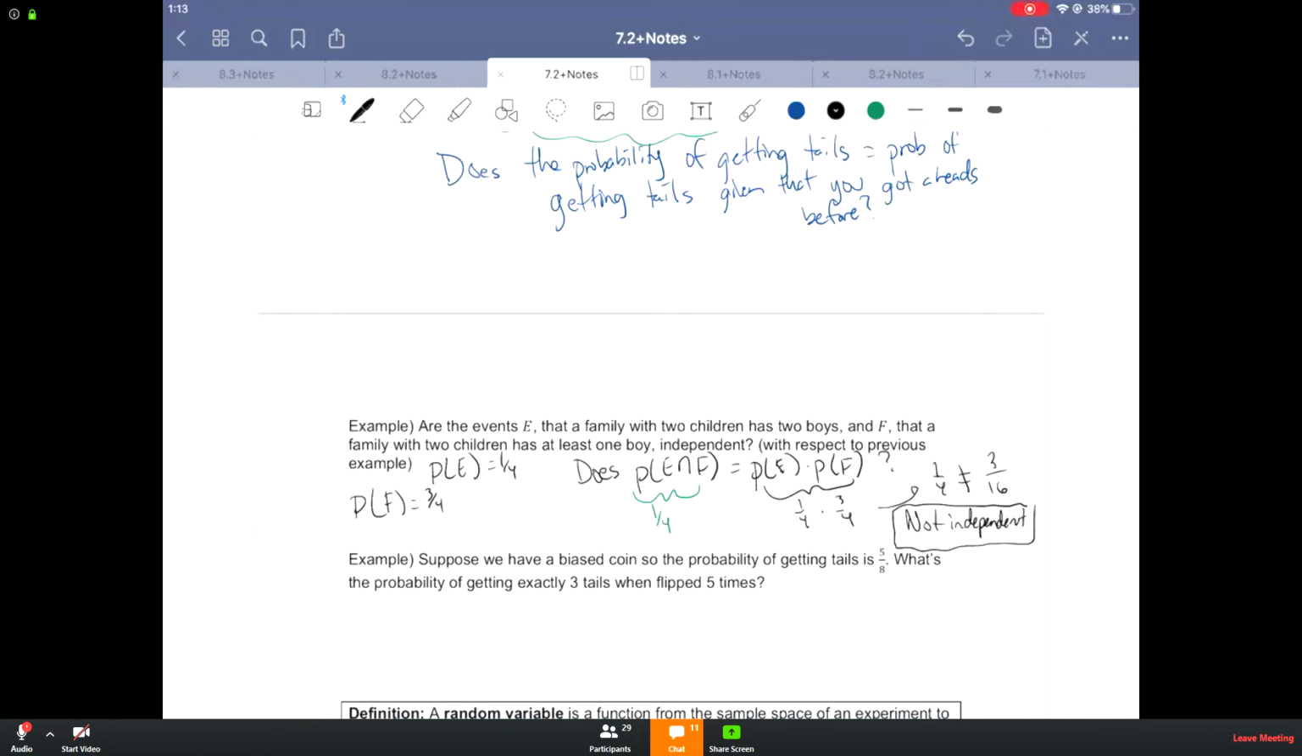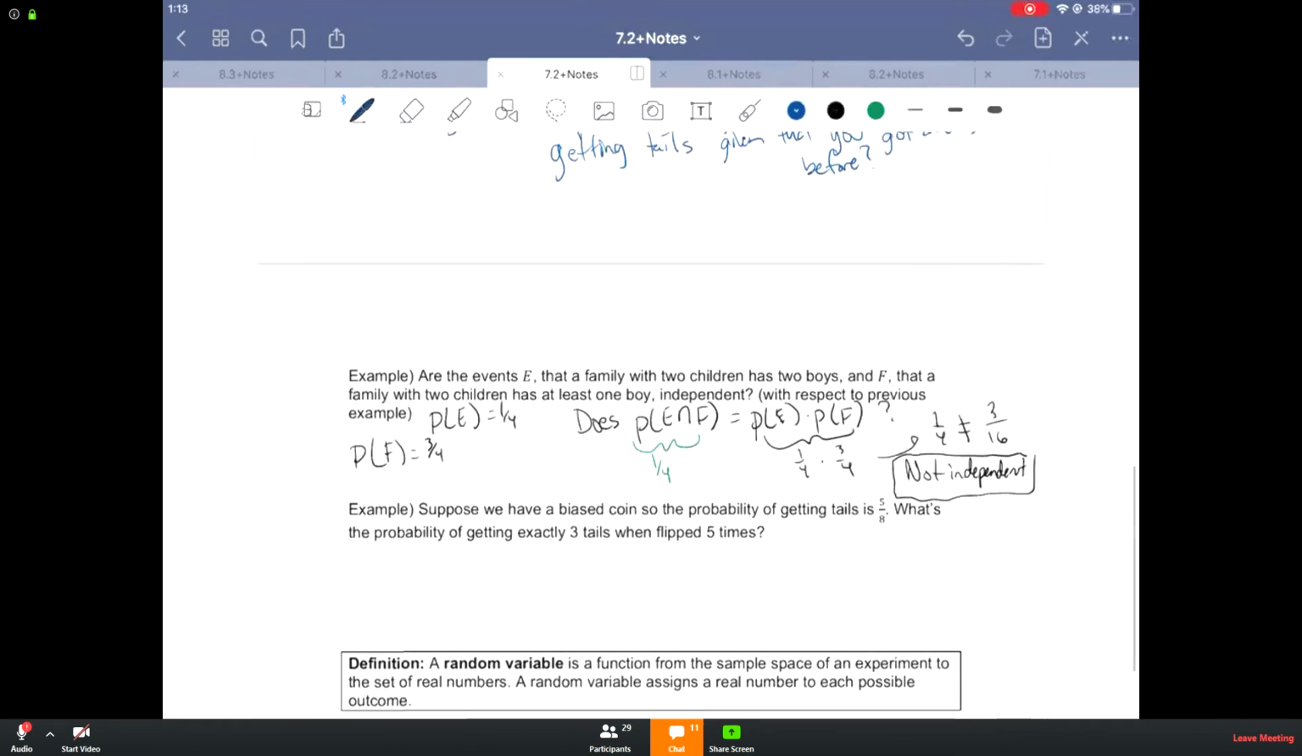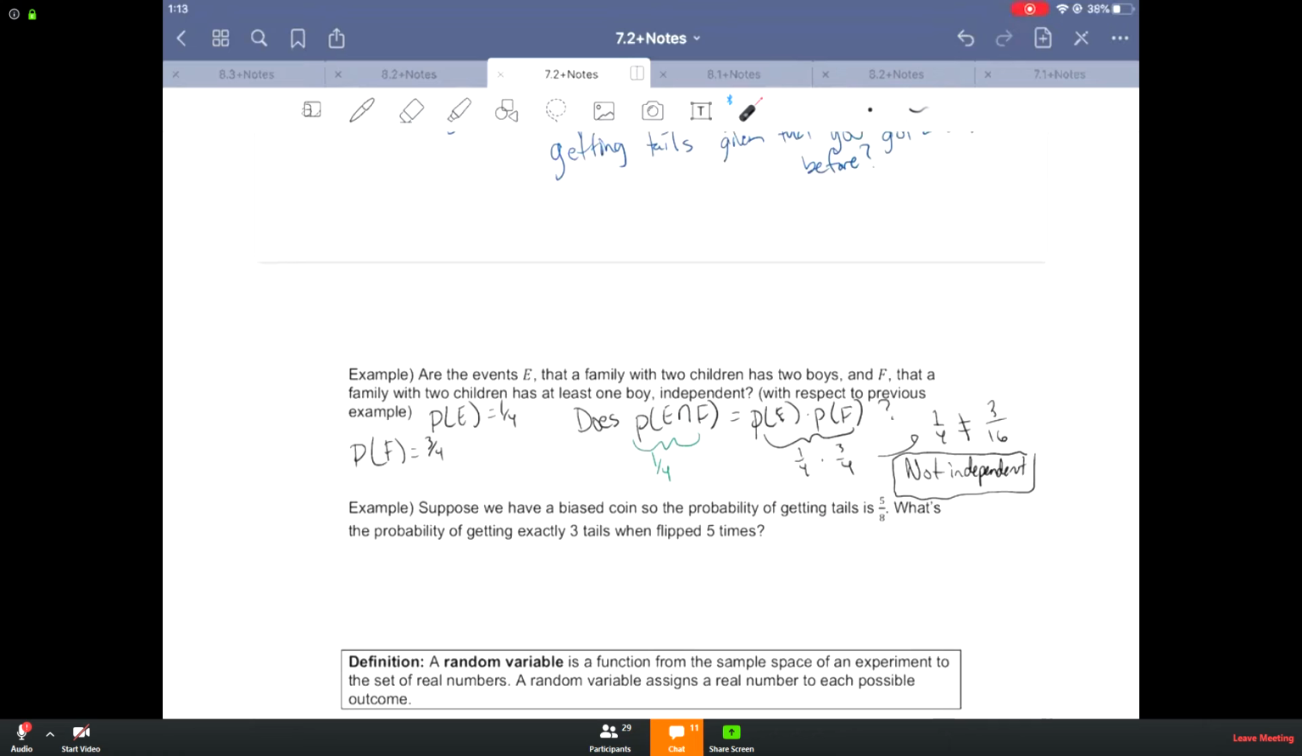All right, a couple more things in this section. This next example is not really tied to what we had, but I wanted to squeeze it in there. Suppose we have a biased coin, so the probability of getting tails is 5/8. What's the probability of getting exactly 3 tails when flipped 5 times? You want exactly 3 out of 5 times.